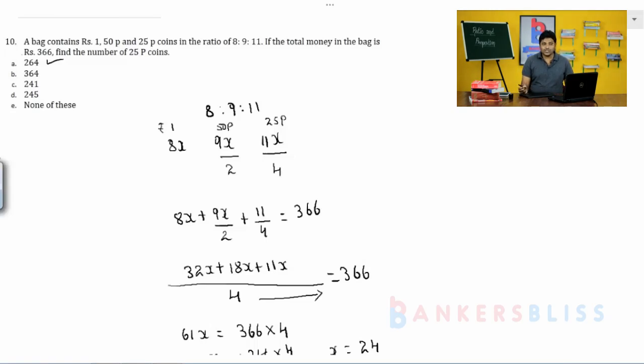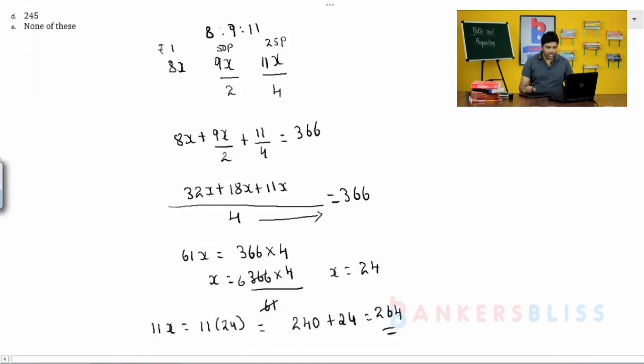So, after simplification I got x as 24. Next, 11x, which is equal to 11 into 24. So, after simplification I got 264. So, answer is 264. Okay, let us move on to the next problem, problem number 11.